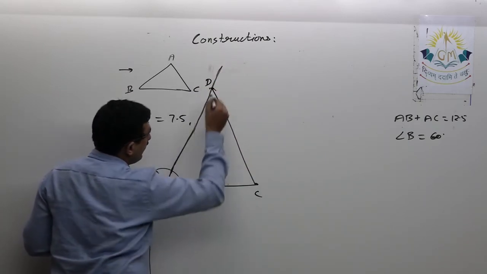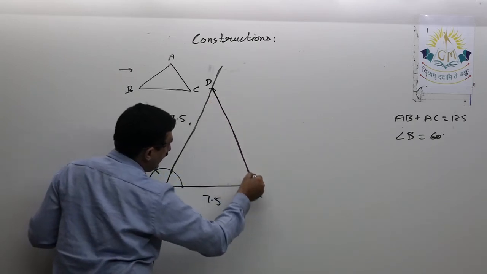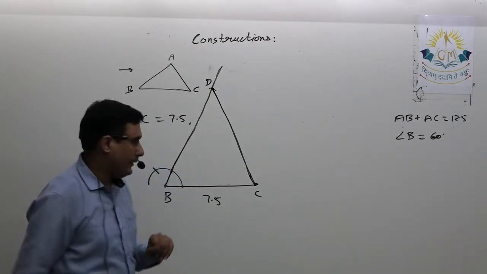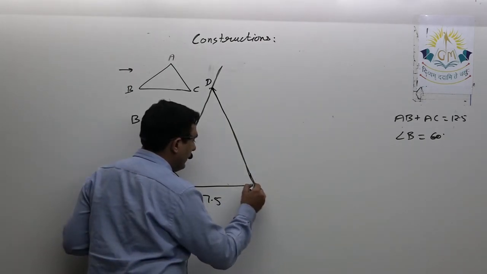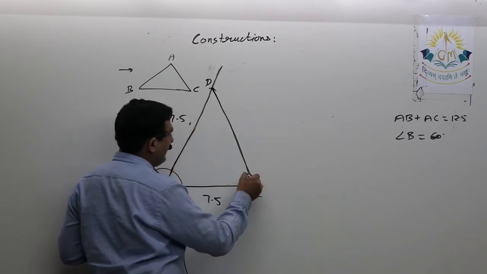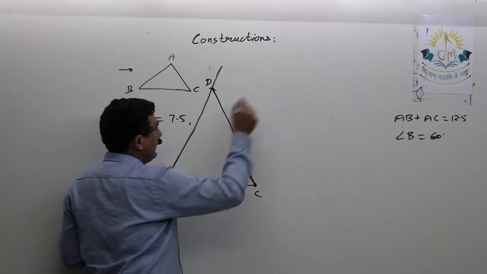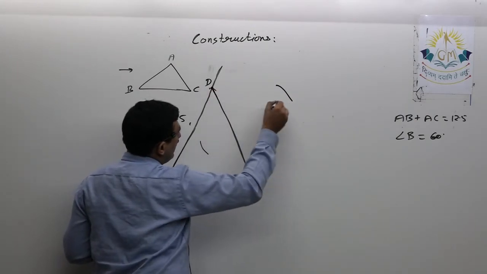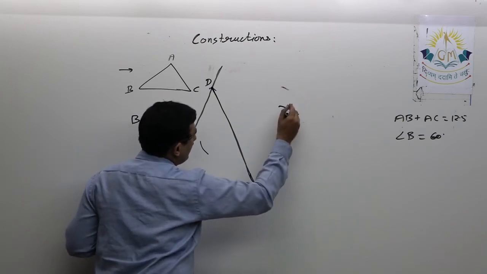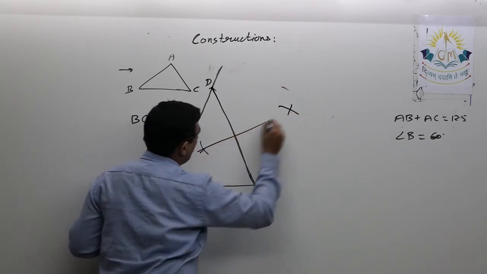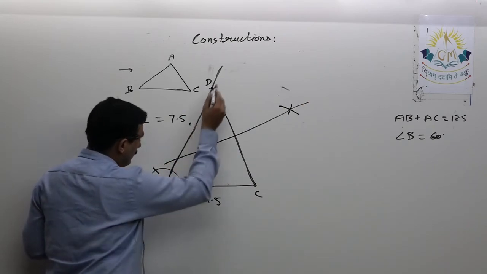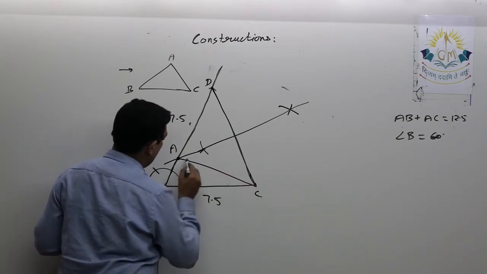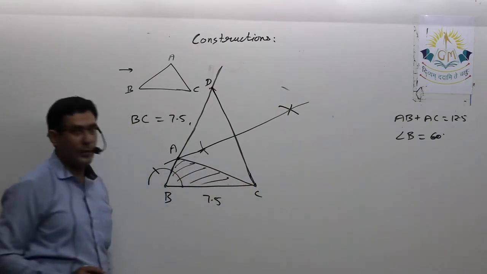Now draw the perpendicular bisector of CD. Now again there is a basic construction of how to draw the perpendicular bisector of any line segment. For that, take C as the center and radius more than half of CD and draw an arc in this way and in this way. Then repeat the process by taking D as the center. So definitely wherever these two arcs meet, join them, and that will definitely intersect this BD. Let the point be A, join AC, then this ABC is the required triangle.